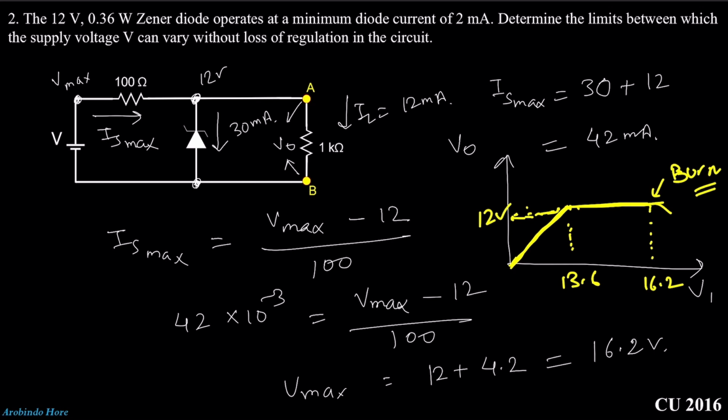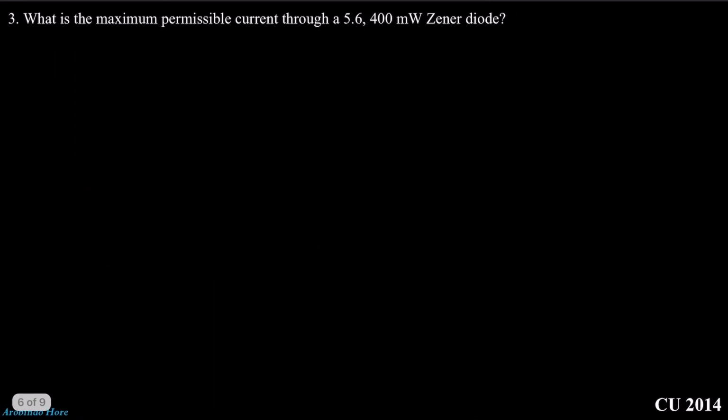So now in this problem, you already know how to calculate the minimum input voltage and maximum input voltage such that the Zener diode will act as a voltage regulator. And there will be another problem where you calculate the value of load resistance and source resistance, minimum and maximum. Now go to the next problem.